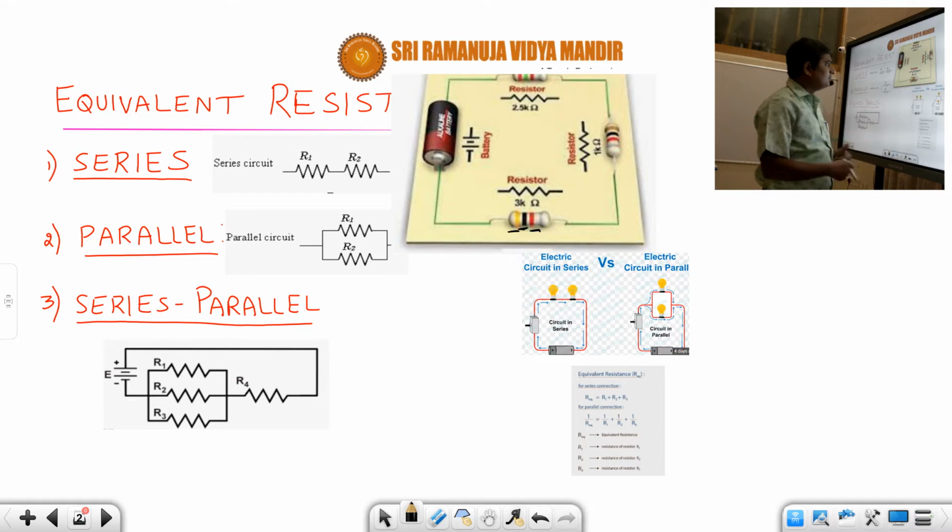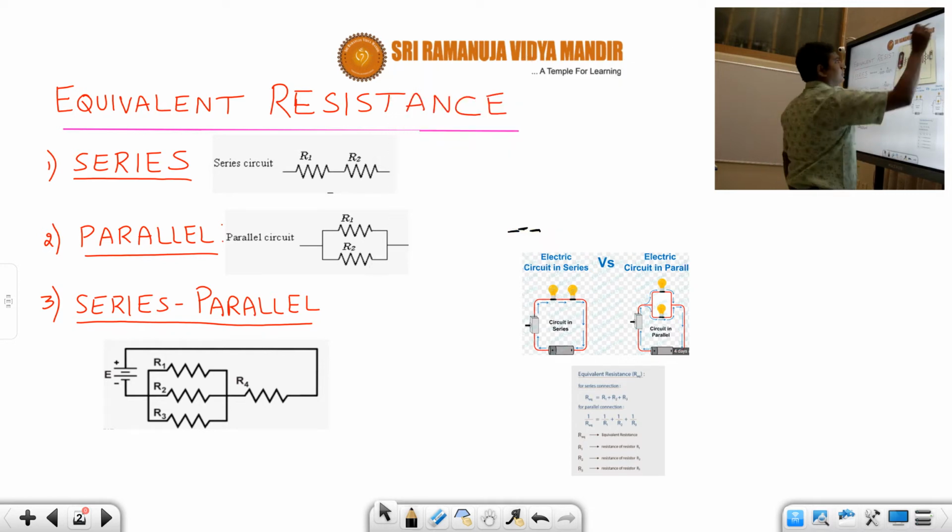Of course, while solving problems you don't need the color code; they will just give the value, so you just substitute that value in the formula and find the equivalent resistance. I am showing you this just in case anybody has not seen what a resistor is and how it looks. Otherwise it's not required, students. So now let us see, students. One minute, I'll delete this.